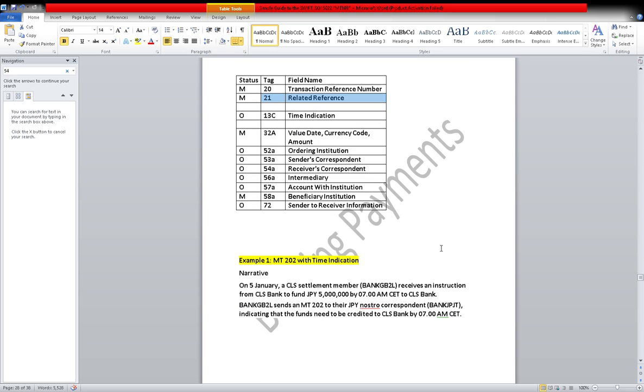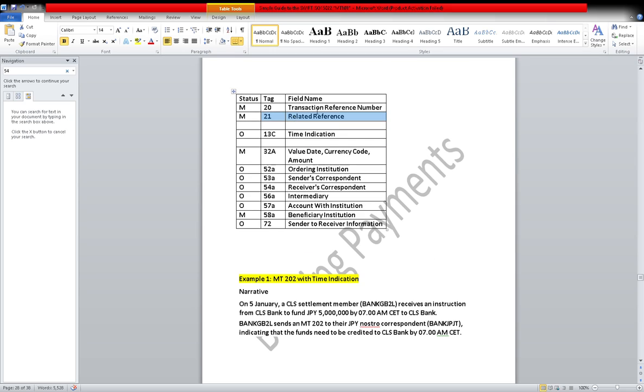We'll see the length now. Transaction reference number is mandatory. A related reference number, again inside the bank only, is also mandatory. 13C is optional, the time indicator. 13C is newly introduced in this message, we haven't seen it before. 32A is the same: date, currency code, amount.